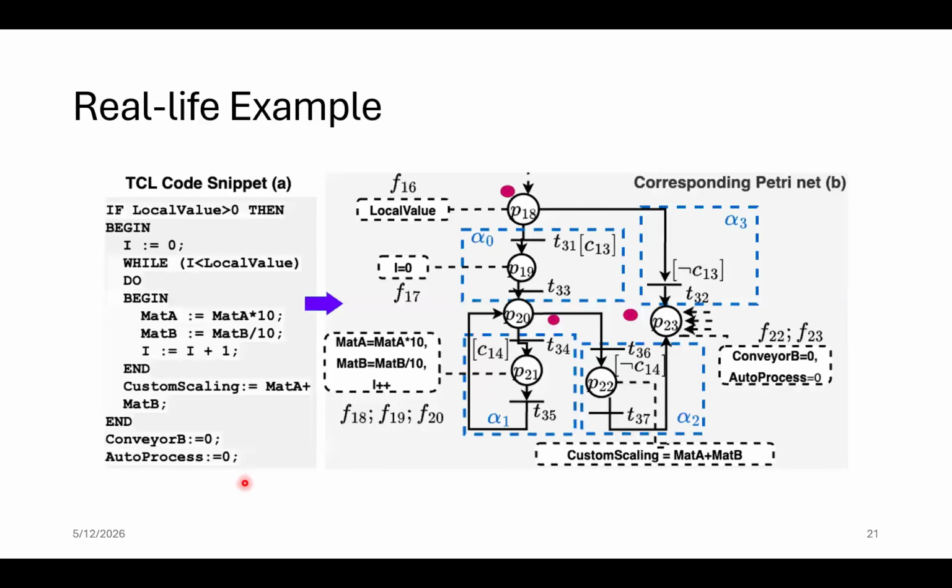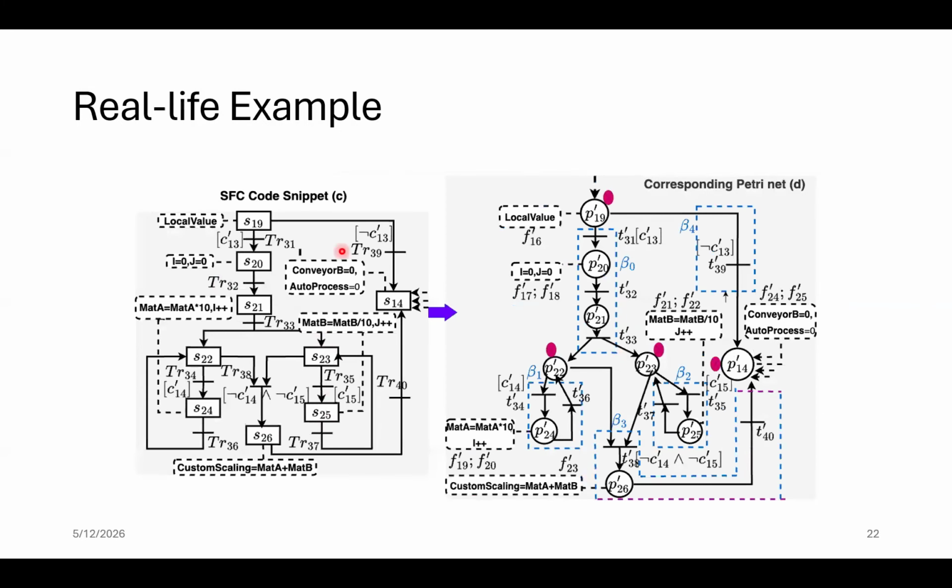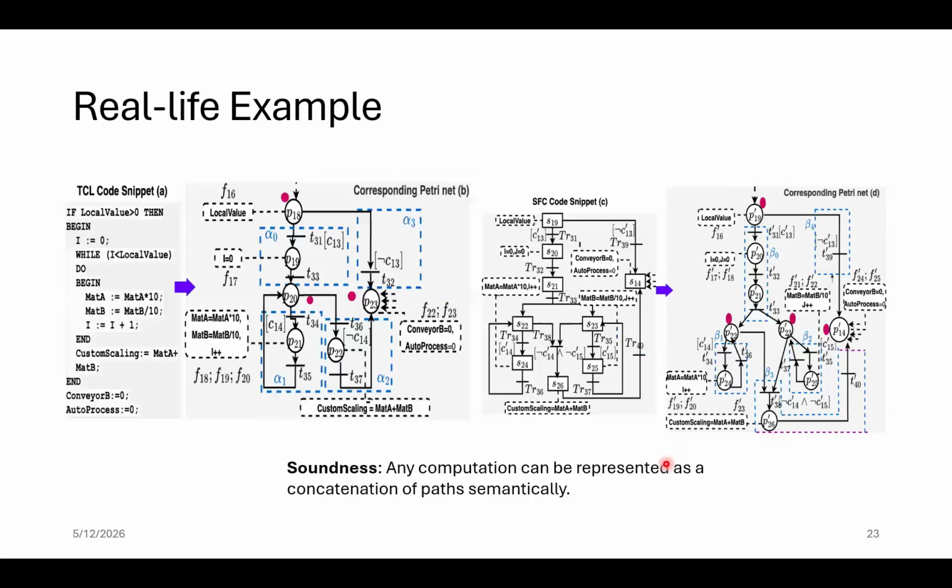Now a real-life example. This is a small TCL code snippet, and this is the Petri net model. Basically, this is a pick-and-place system from the conveyor belt to the conveyor belt, and then it does the custom scaling function. This is carried out sequentially. In SFC, this is the migrated code, and here some parallelism is there. Now we break the model into a set of paths. This is the TCL code and its corresponding Petri net model, and this is the SFC and its corresponding Petri net model.